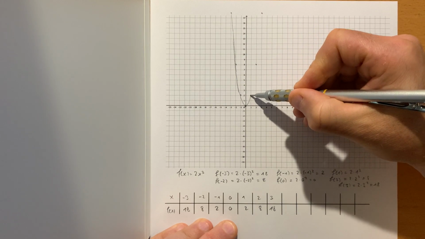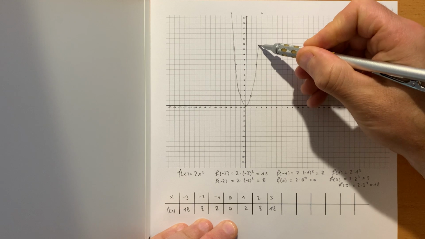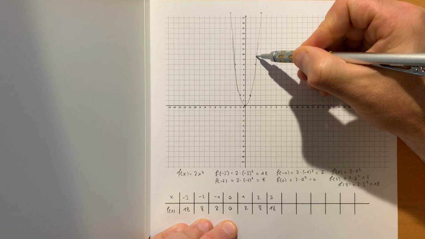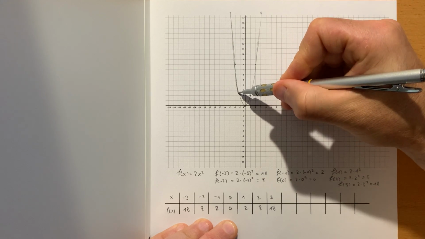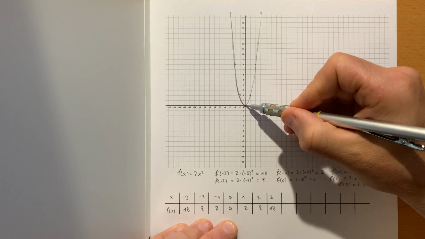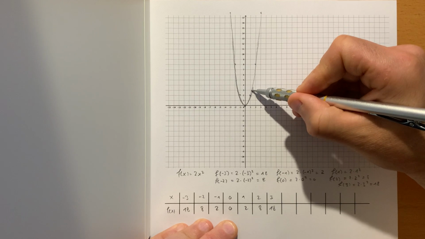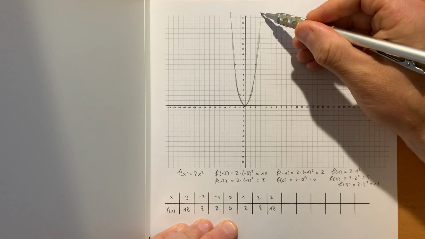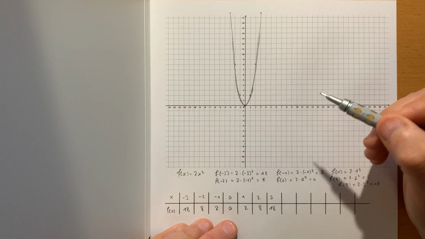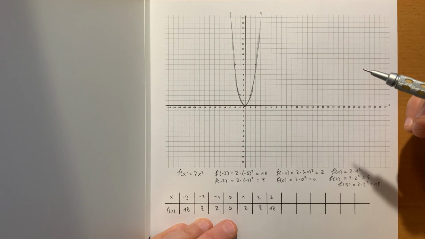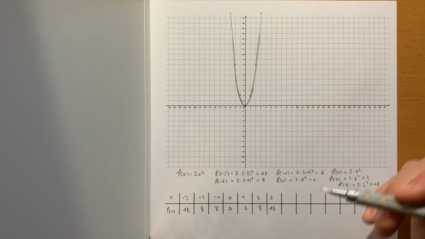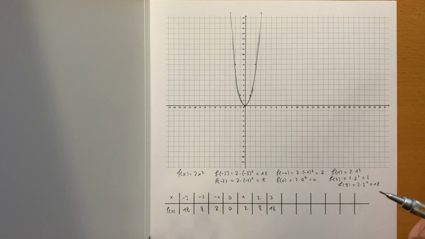Again, it's a U-shaped curve or a V-shaped curve, more like a U-shaped curve because it's rounded. Okay, and we call this curve a parabola. Every curve of this type is called a parabola. See, it wasn't too difficult to draw this.